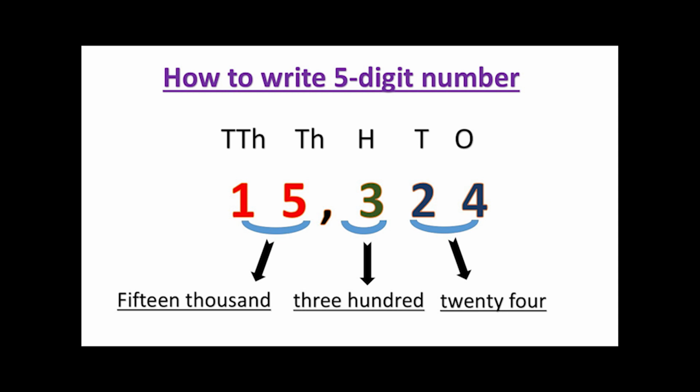Also, when it comes to a 5-digit number, we can put a comma after the first 2 digits. So I can put a comma after 5. That is, I can put a comma after the thousands place. How does it help us? It helps us by making it easy to read the number.